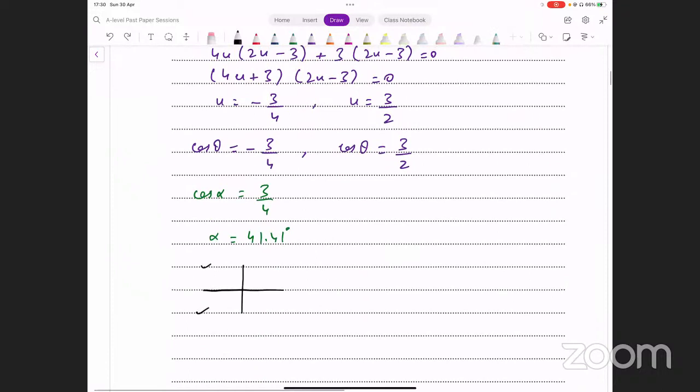It cannot be in the third, right? It can be in the first or second. We only have to eliminate this one. There's only one option that you have. That is the second quadrant.